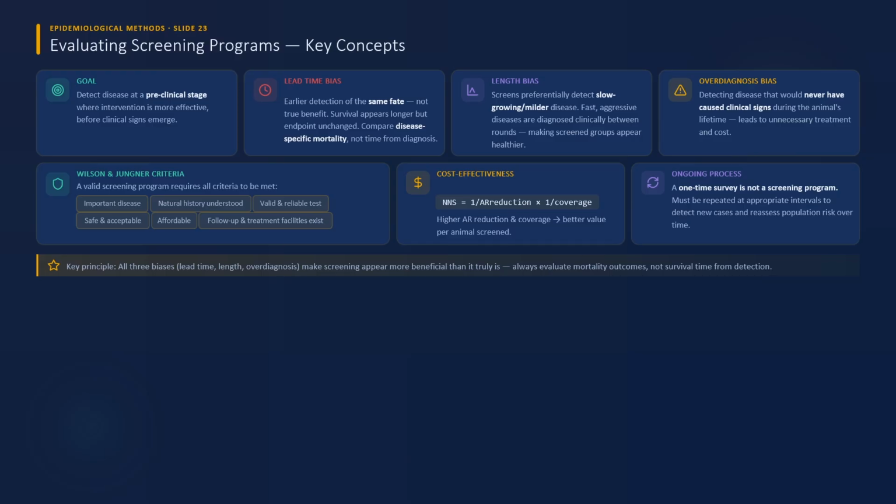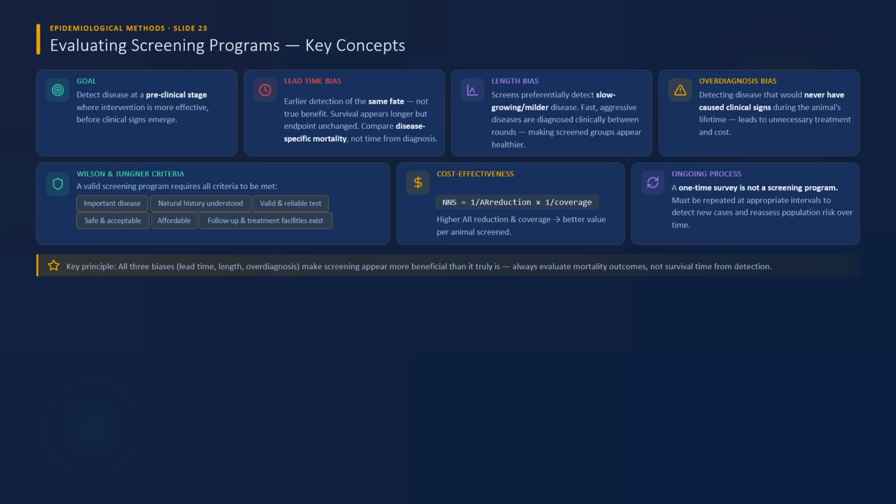Program evaluation, and the theme is that screening always looks better than it is. The goal of screening is to detect disease at a preclinical stage where intervention is more effective, before clinical signs appear. Three biases conspire to flatter screening. Lead time bias: you detect the same disease earlier, so survival from diagnosis looks longer, but the endpoint is unchanged. The defense is to compare disease-specific mortality, not survival time from diagnosis.